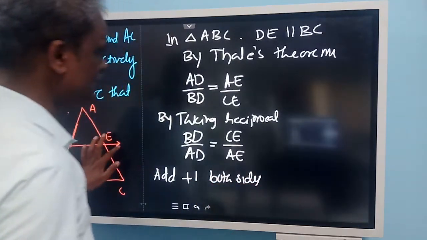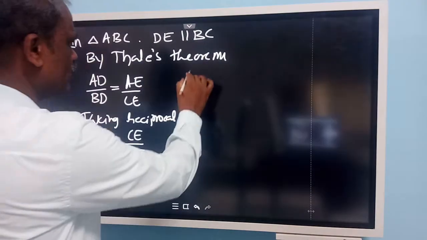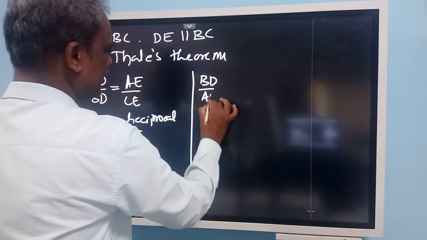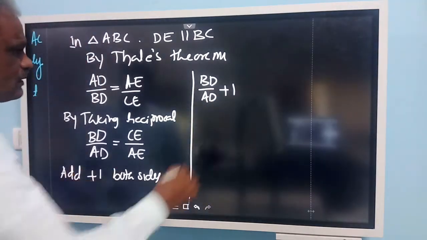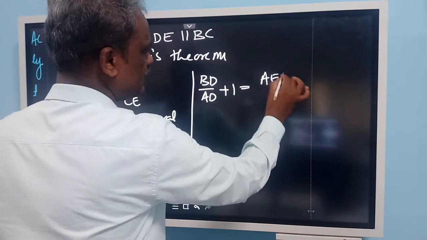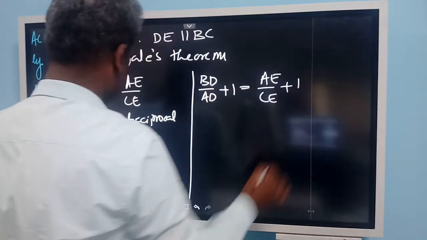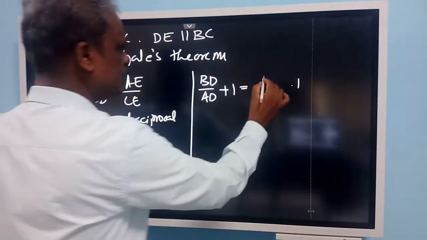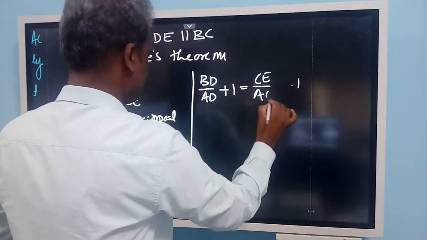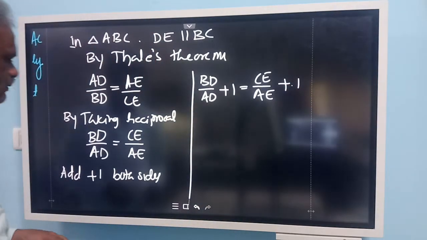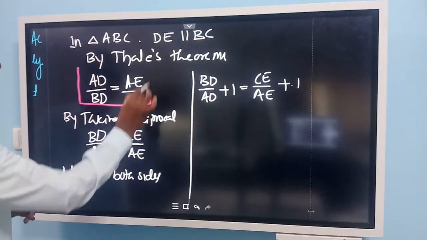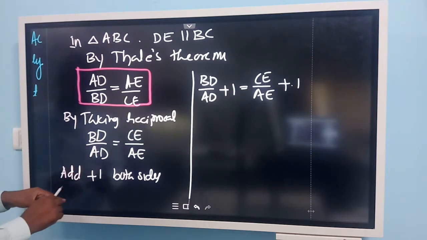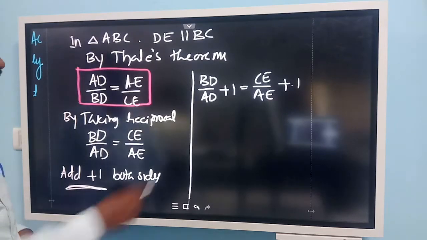Now let us see what happens. When you add plus 1 both the sides, you will get BD by AD plus 1 is equal to CE by AE plus 1. See, we added 1 on both sides. First it was the basic proportionality theorem, then we took the reciprocal, then we are adding plus 1 both the sides.